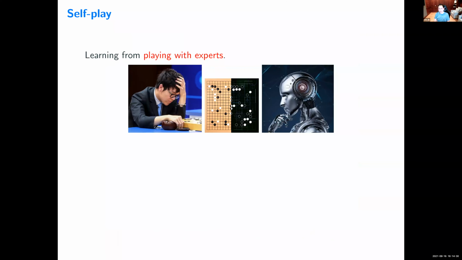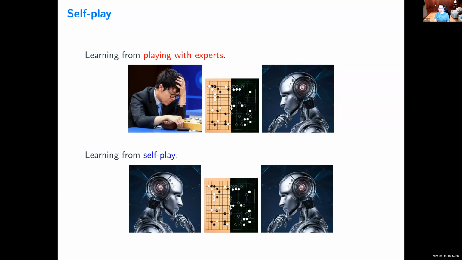And to make things further complicated, we also consider a scenario where we want to do self-play. So there are two types of learning. One is learning with experts. The other one is self-play. Learning with experts means that in the multi-agent setting, only one agent is the learner. The other agents are all experts. So we can hire some experts to play games with the AI agents.